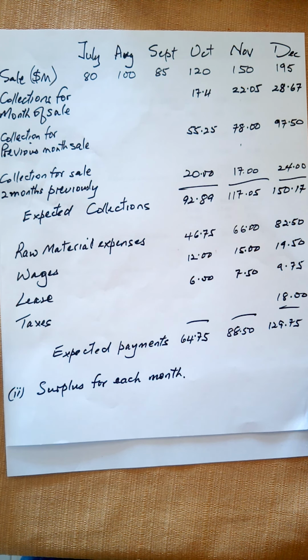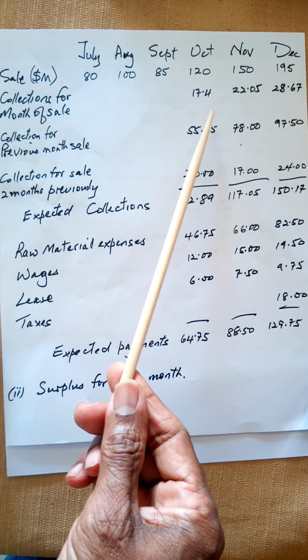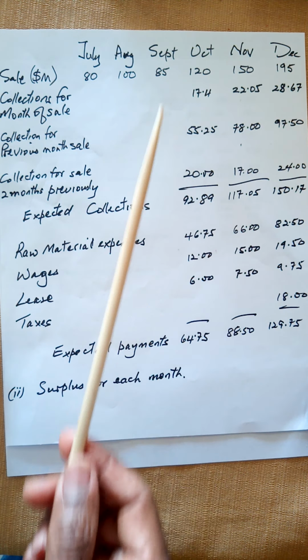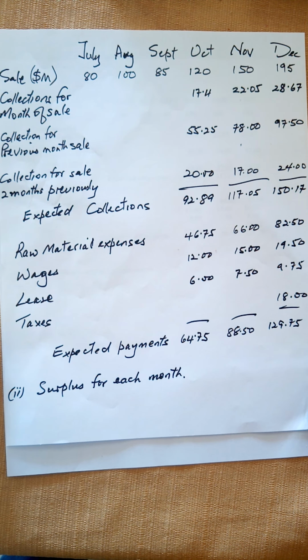So from experience, the company realizes that about 15% of its sales will be collected in the same month that the sale was made. But most of it will go over into the next month and even the following month after that. So since we are dealing with a cash budget, we are focusing on collections. So October, collections from the month of sale would be 15% of October's sales.